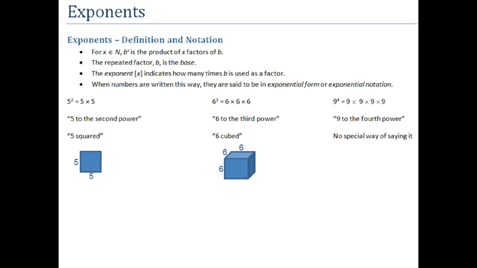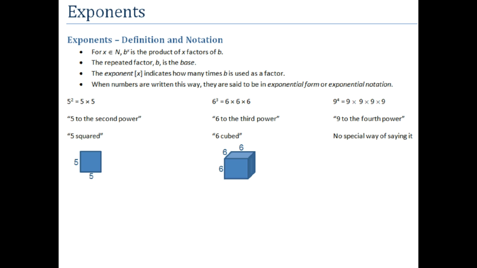So we've learned to add, subtract, multiply, and divide with rational numbers, and now we're going to be working with exponents. The definition of exponents: for x an element of the natural numbers, b to the x is the product of x factors of b. So we have x factors of b. The repeated factor b is called the base. The exponent, which is x, indicates how many times b is used as a factor.